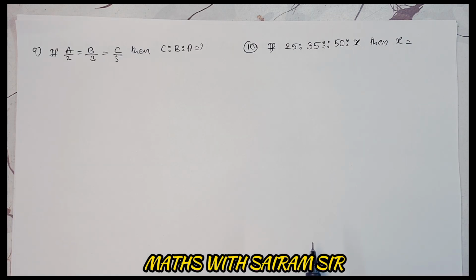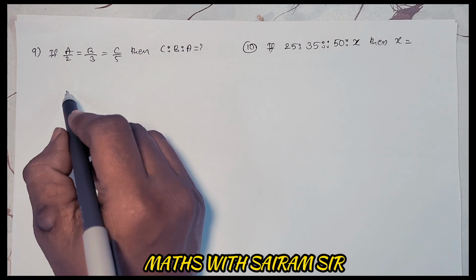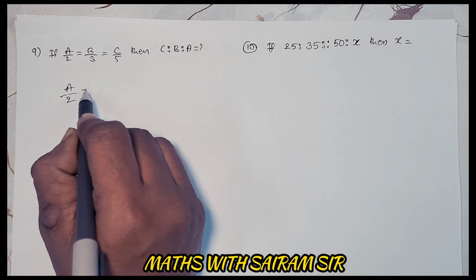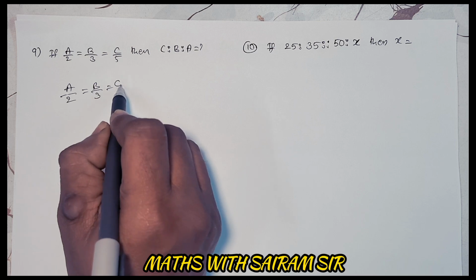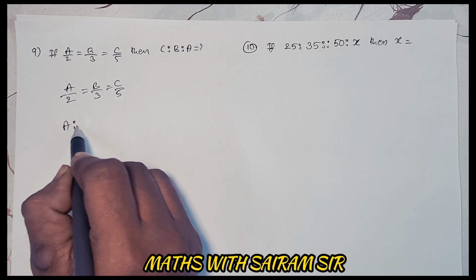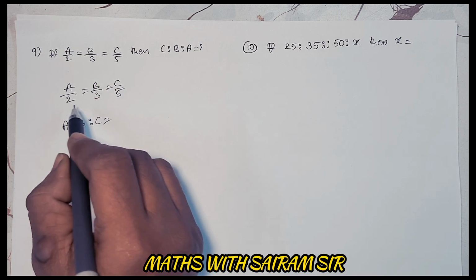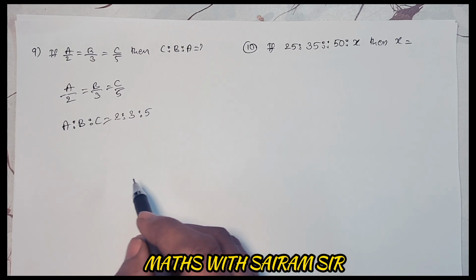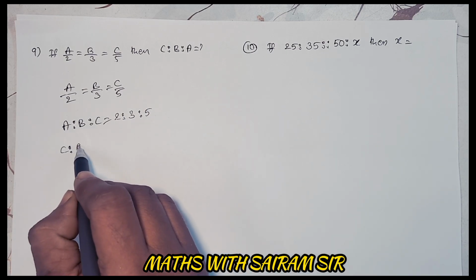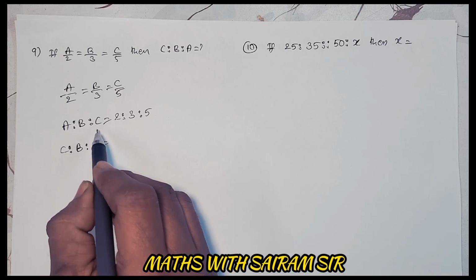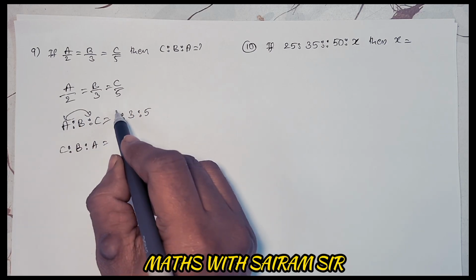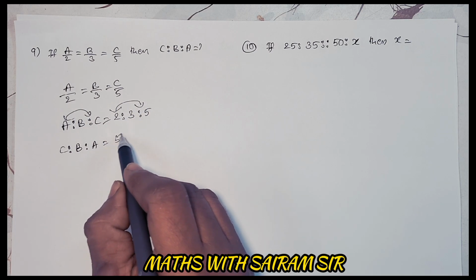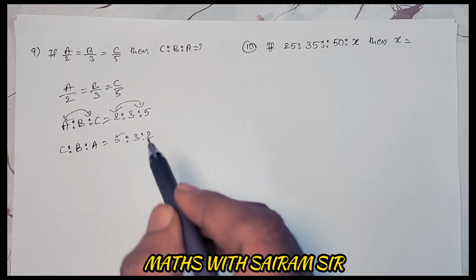This 9th one: if a by 2 is equal to b by 3 is equal to c by 5, we are asked to find out c is to b is to a. So what we know: a by 2 is equal to b by 3 is equal to c by 5. From this we can write a is to b is to c very easily as the ratio between their denominators, 2 is to 3 is to 5, but we are asked to find c is to b is to a. That means we need to interchange these two terms. Here also we need to interchange, so that becomes 5 is to 3 is to 2.